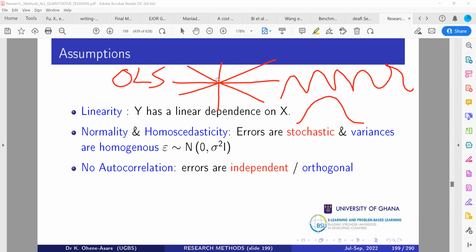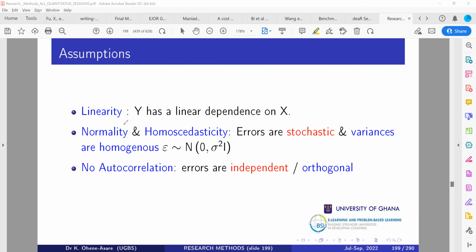Or when one is rising, the other must be rising consistently. So that is what we mean by linearity. The second assumption, before regression can work, there must be normality of the residuals. Another name of the errors is called residuals. What is the residuals? The residuals are the same as the error term.